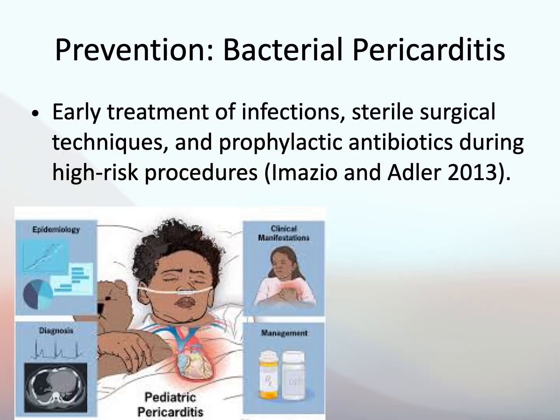Bacterial pericarditis prevention. Preventing bacterial pericarditis is all about hygiene and early treatment: treating infections promptly, keeping surgeries sterile, and using preventive antibiotics when necessary.